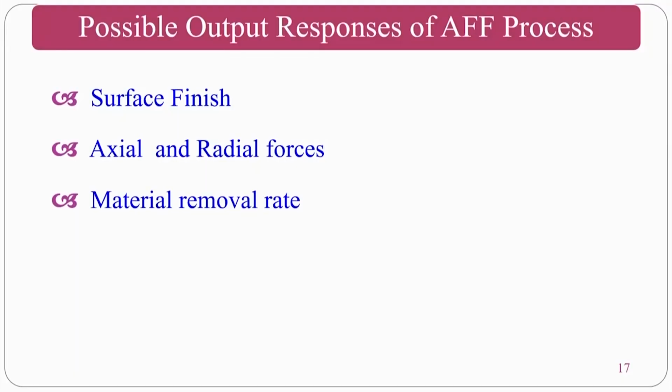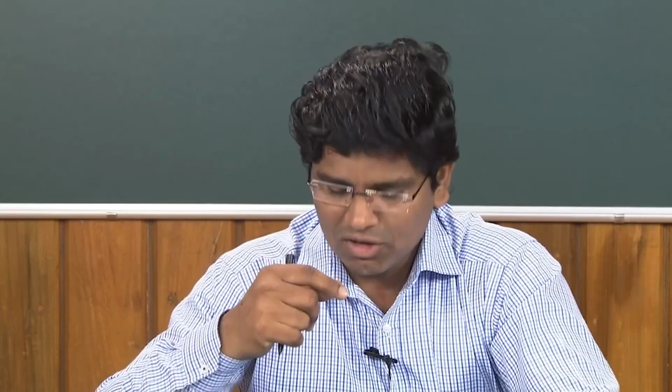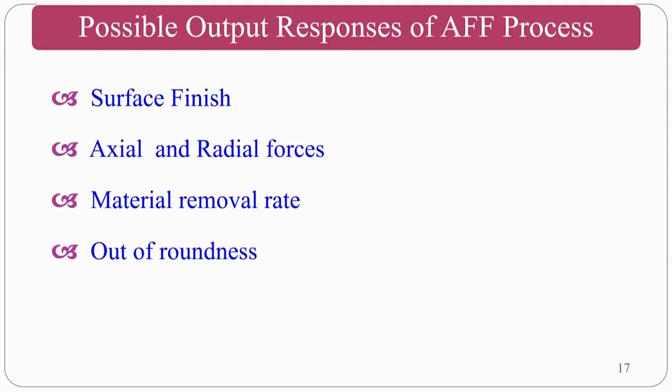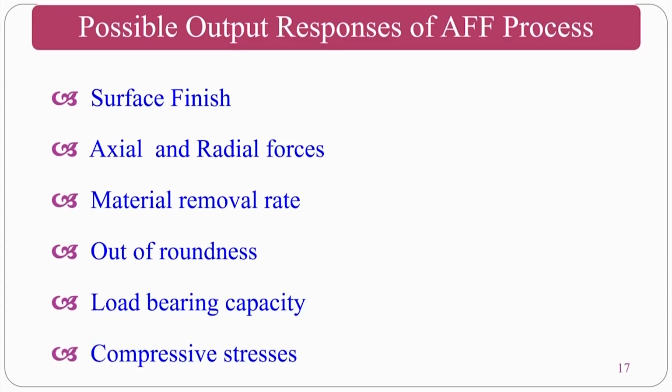So, out of roundness: if at all you want to improve the out of roundness or cylindricity and other things, this can also be one of the output parameters, and you can improve the out of roundness by shearing of the surface peaks. Load bearing area capacity: normally if at all you are going to reduce the surface roughness, obviously the load bearing area will improve. So, compressive residual stresses can be incorporated on this particular part, so that you can use it in practical applications and other things.